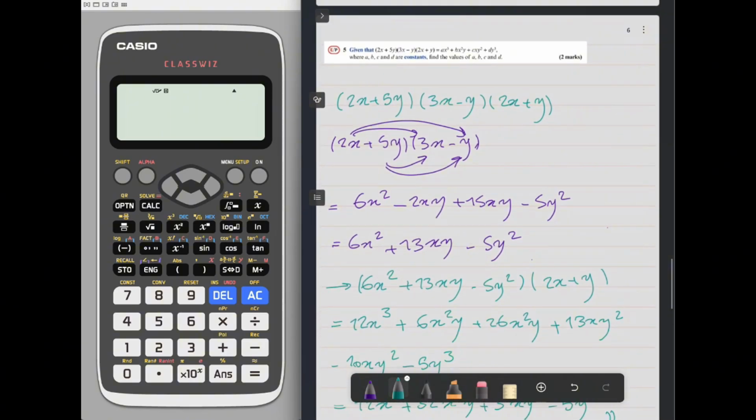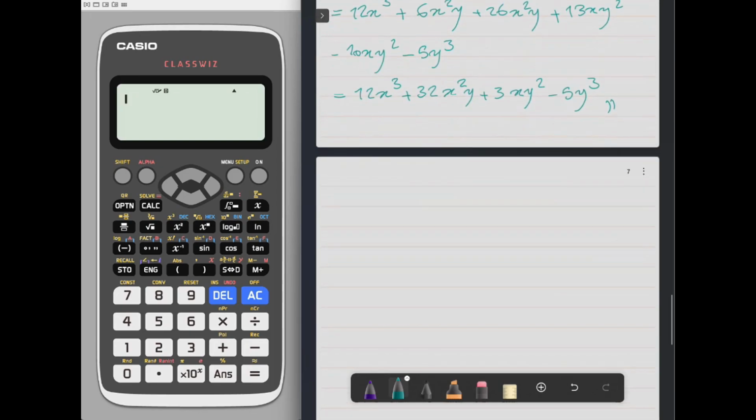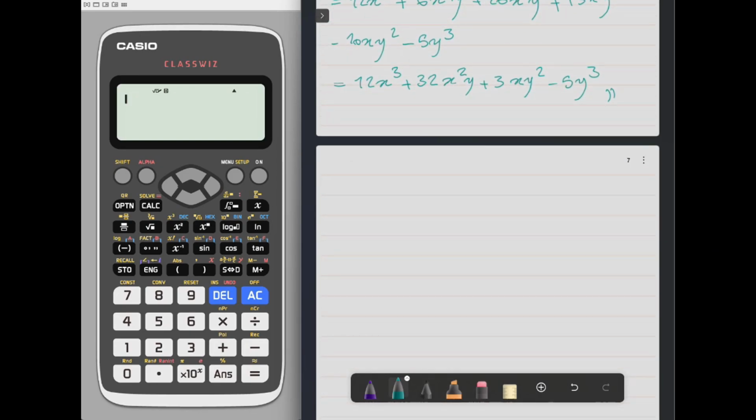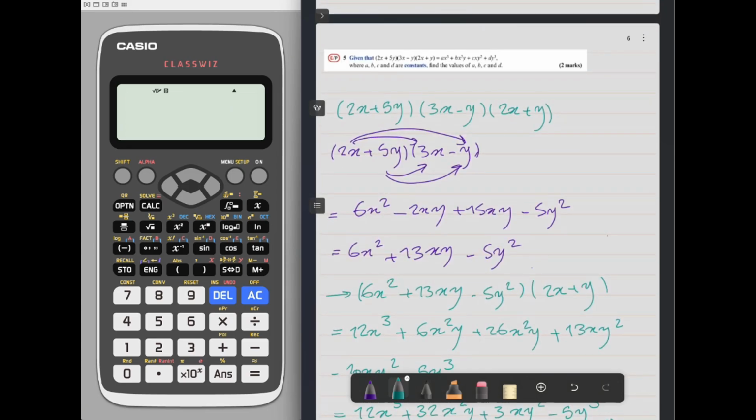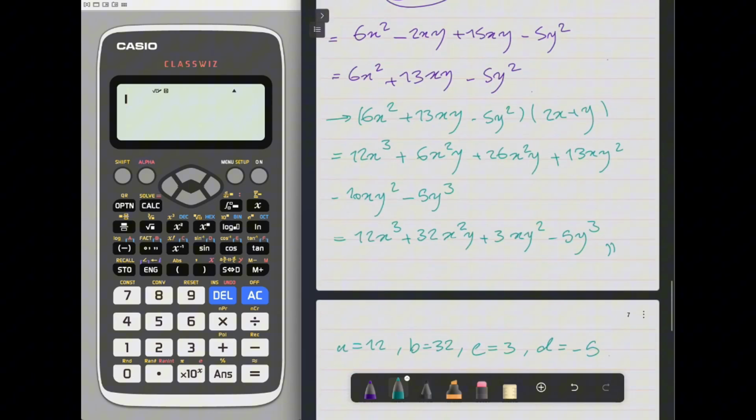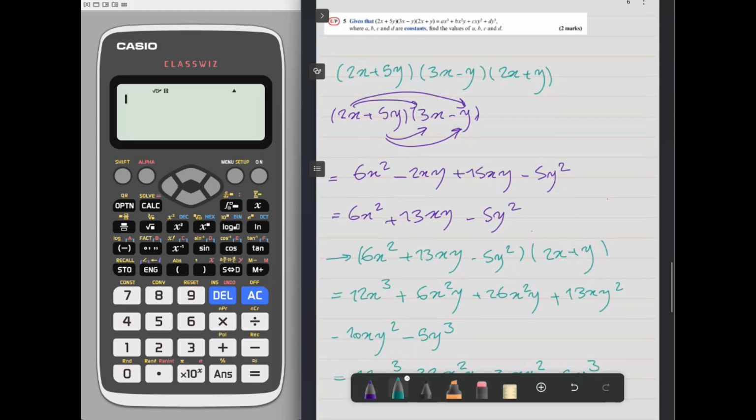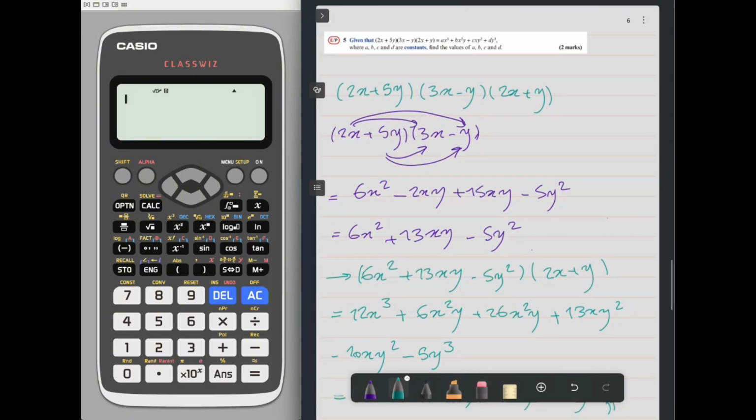If you want to clarify what a, b, c, and d are, you just write a is equal to 12, b is equal to 32, c is equal to 3, and d is equal to minus 5. I'm just making sure about the form, and yes, that's right. Here comes the end of this session, and see you in the next session, guys.